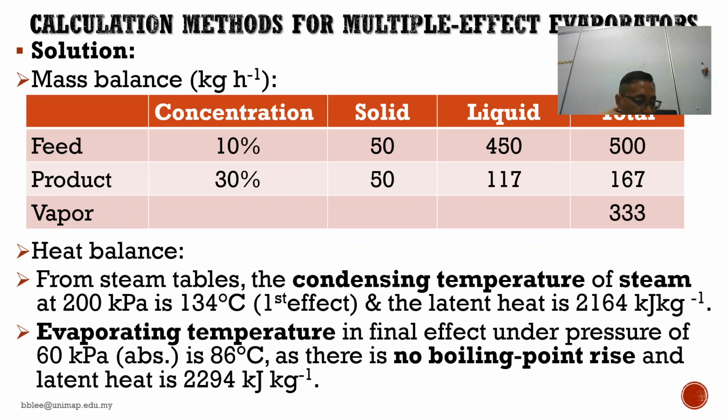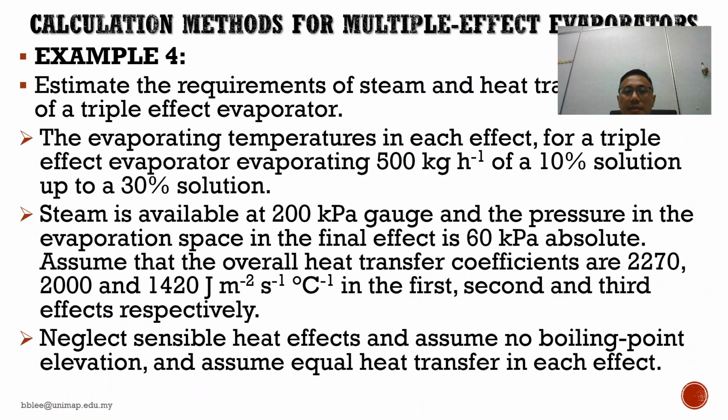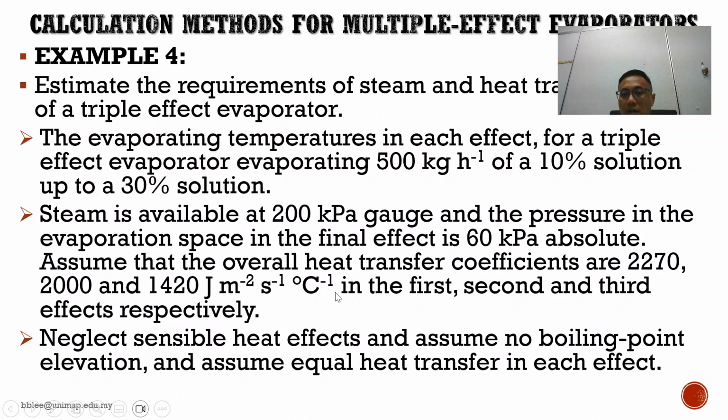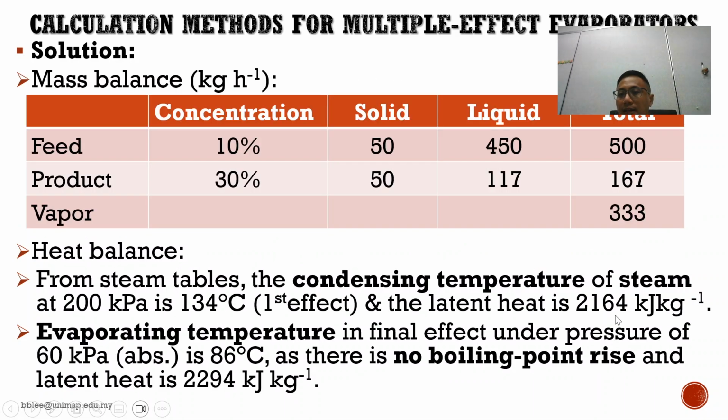From the steam table, the condensing temperature of steam at 200 kilopascal is 134 degrees Celsius. In the first effect, the steam is coming in at 200 kilopascal, which we have the information. If you check the steam table at 200 kilopascal, the boiling point is 134, and then the latent heat, the saturated vapor enthalpy minus the enthalpy of the liquid, gives you 2164 kilojoule per kg. Now the evaporating temperature in the final effect under pressure of 60 kilopascal, which is already given in the question.